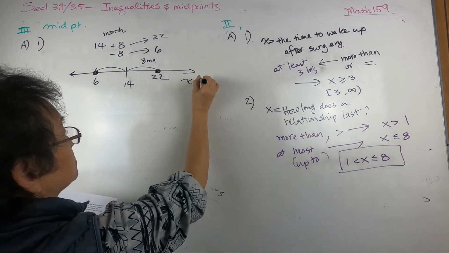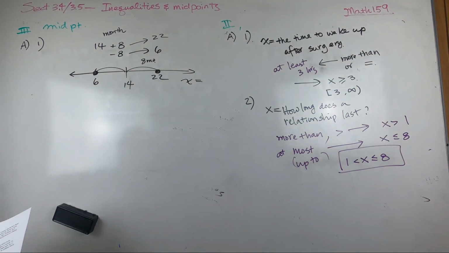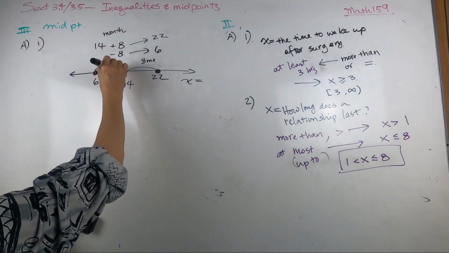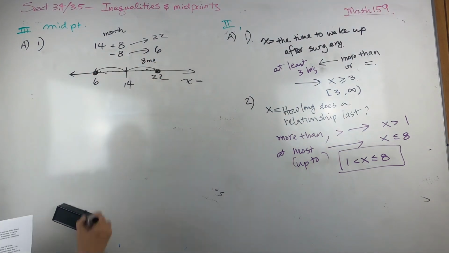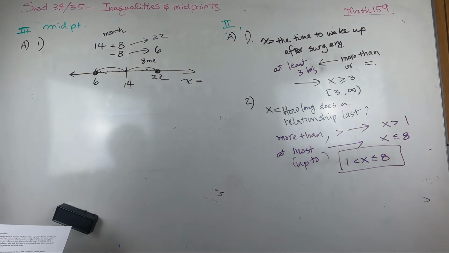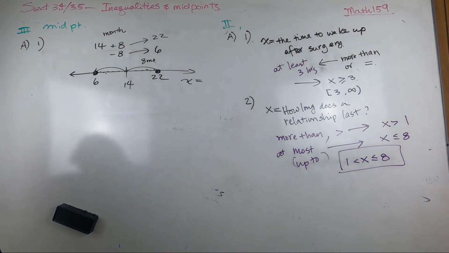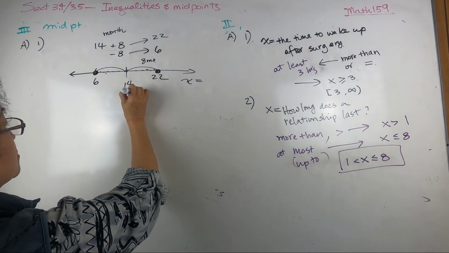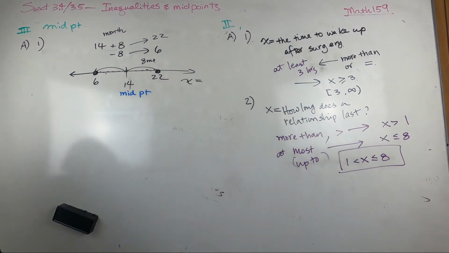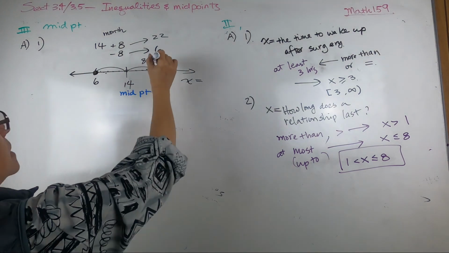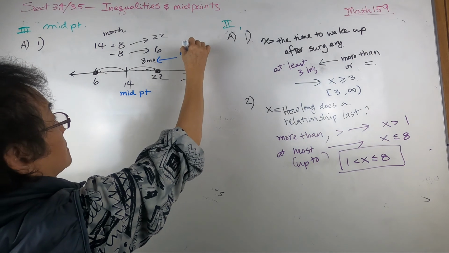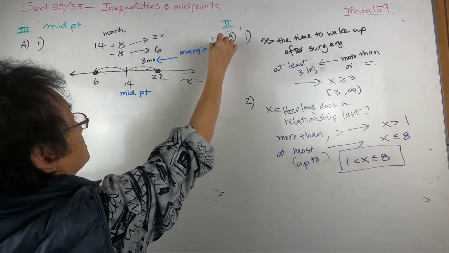So the things we are working with is what? Your x. That's your number line. Then x means what? From 6 to 22, right? So then your 14 mean is what? Your midpoint, right? That's the upper bound, that's the lower bound. And the 8 months, we call it what? Margin of error.